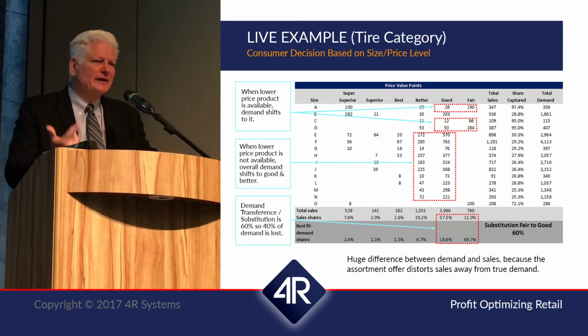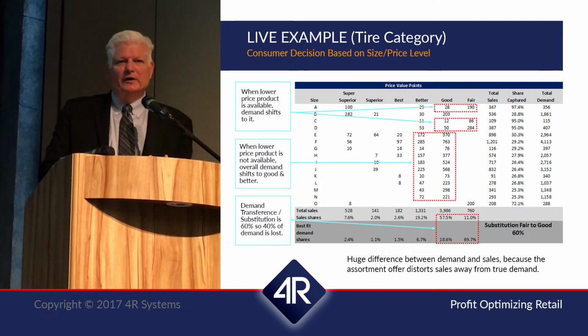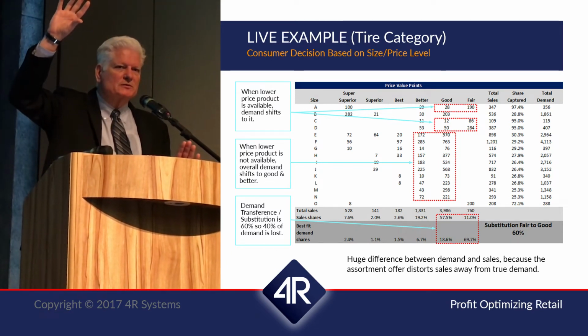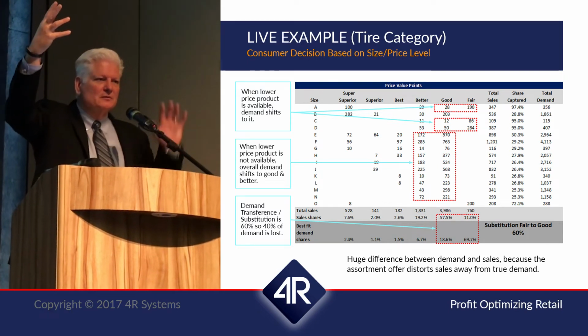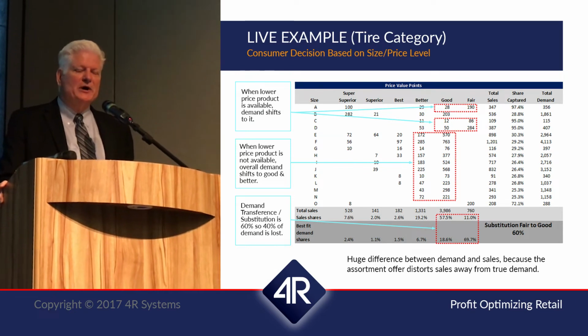Algorithmically, you can even calculate how much profit was lost and what the better strategy is. The key point in all of this is the following. For tires, these are the two most important attributes: price and size. That was it. The rest of the things didn't matter nearly as much.